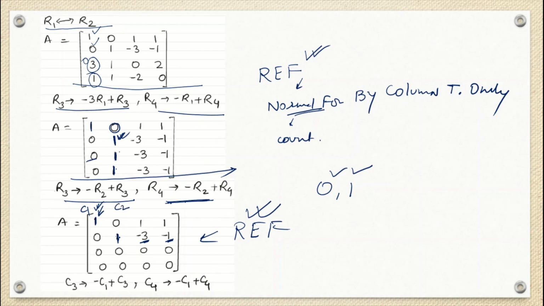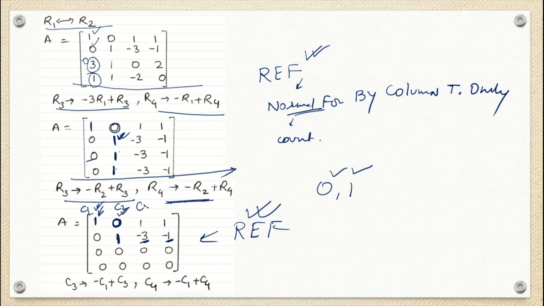This is my leading one, fine, no? For R2, this is my leading one. Below the leading one, zeros are present as per my REF form. But in my normal form, even above the leading one, 0 should be present. And I can see that 0 is already present, so I don't have to do any transformation. This C2 is also in the correct form.